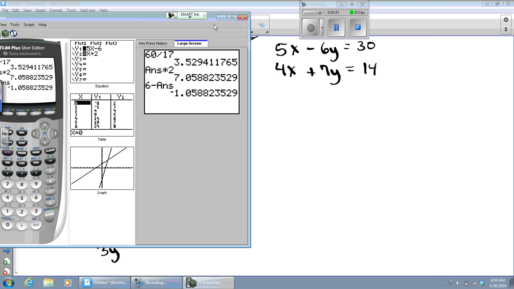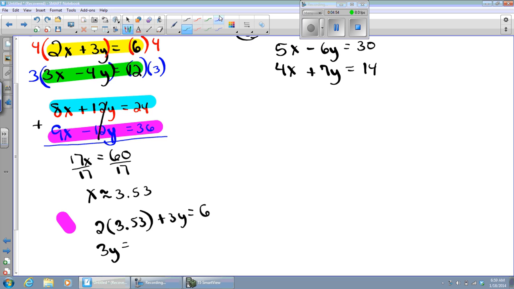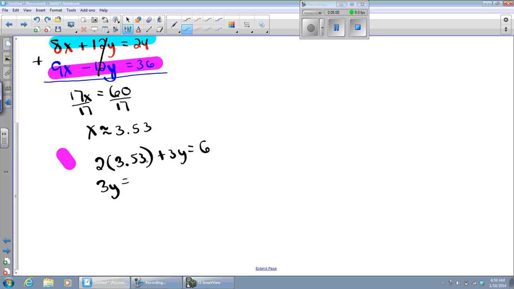All right, so I'm going to get that 3y is going to equal negative 1 point. All right, so 3y is going to end up, let me show you what I did here. I subtracted this number from both sides.